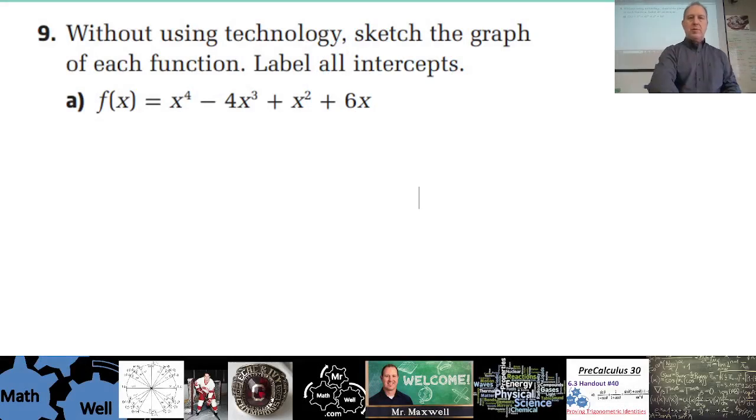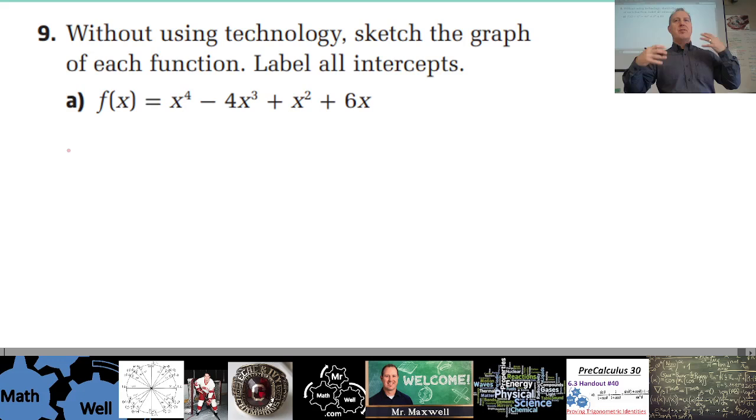Okay, so this is question number 9, pre-cal 30. We are sketching without technology, so what we need to do is whittle this down. We need to factor it fully, identify the degree, the leading coefficient, where the x-intercepts are, the y-intercept, and then sketch it, okay? So first thing we need to do is to factor this.